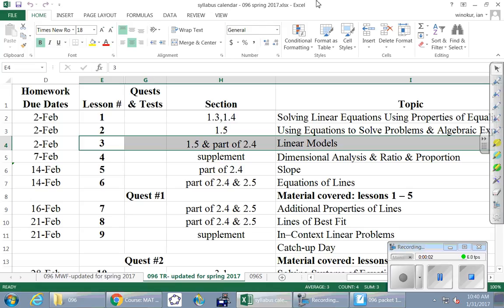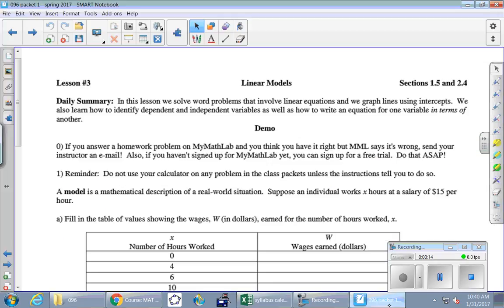Okay, so we're going to tackle lesson number 3 right now, start and finish. Lesson 3 is all about linear models. Models are just equations that arise from some hopefully realistic situation. That's what we're about to do here, starting on page 17. We'll begin with our daily summary.